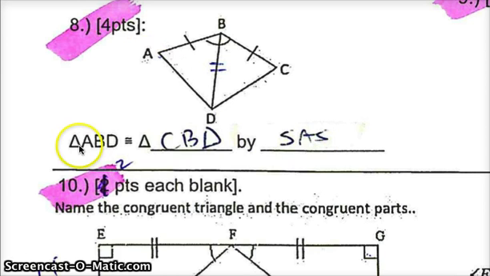Notice the direction that they've given me says A, B, D. So notice the marks we go through. 1 hash mark, 1 arc, 2 hash marks. 1, 1, 2. It has to be C, B, D in that order.